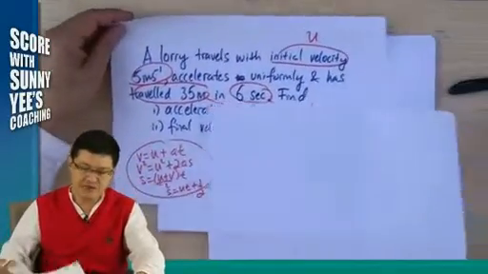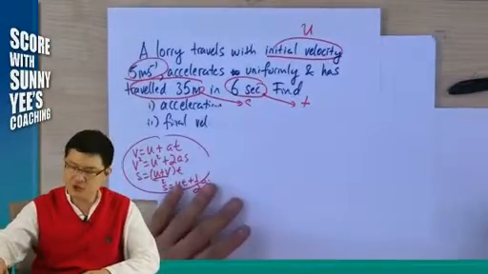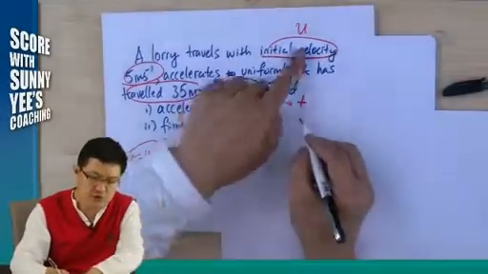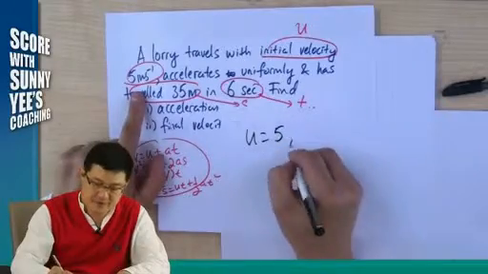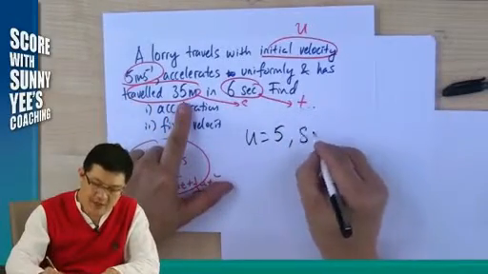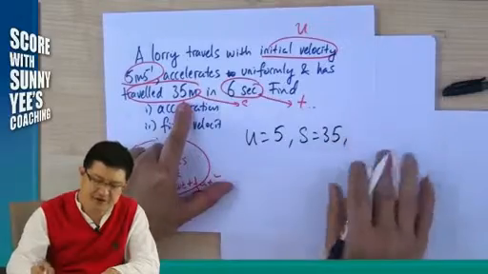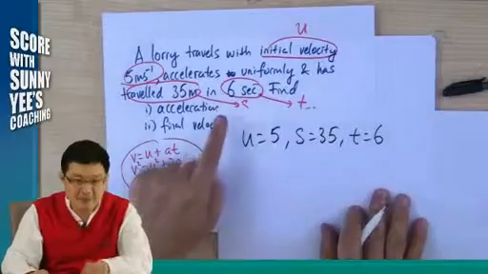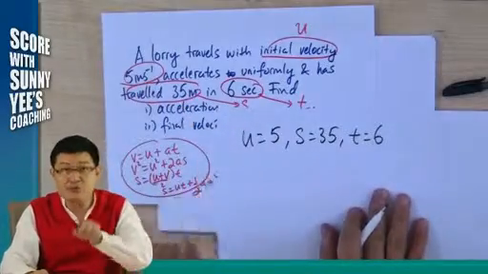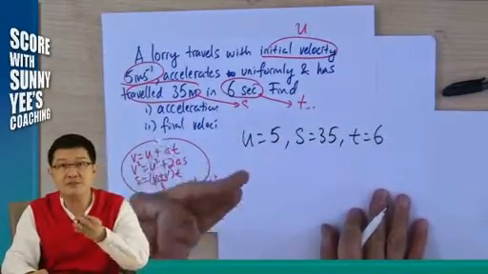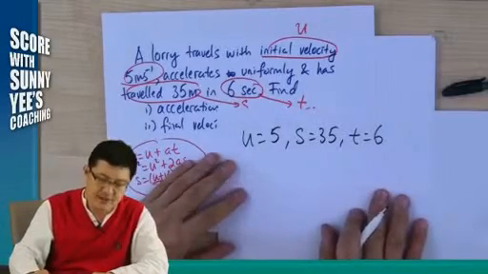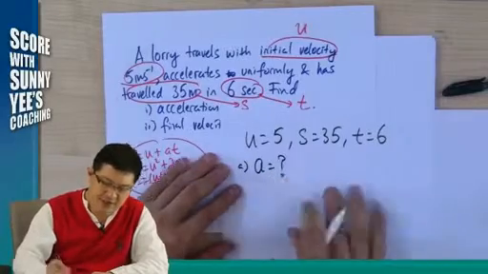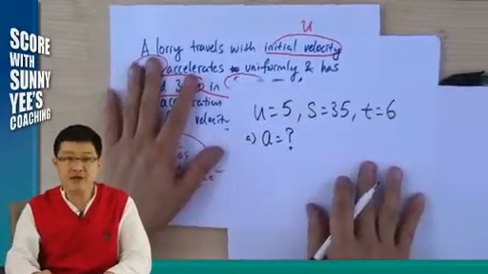With all the information given here, now we'll be able to write down the first one. My U is equal to 5. It travels altogether 35 meters, S is 35. Now all this happened in 6 seconds. Bear in mind, make sure that the units are all correct. The units must always be in SI, meter, second. And now, first question, you want to find the acceleration. A. Find the acceleration.